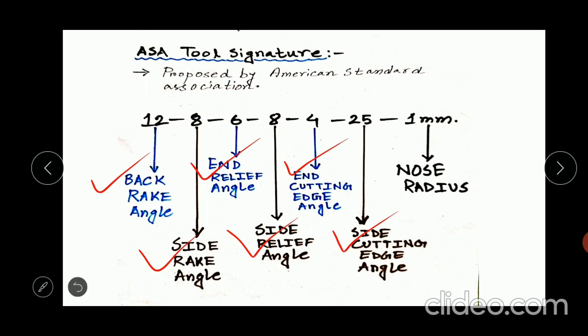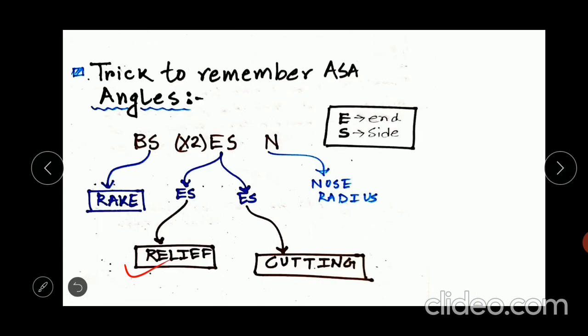It seems quite hectic to remember all those angles in a sequenced manner, and if you are not writing them in a sequenced manner, it is not valid. So it's very important to remember them in a sequenced manner. So let's see how you can remember.